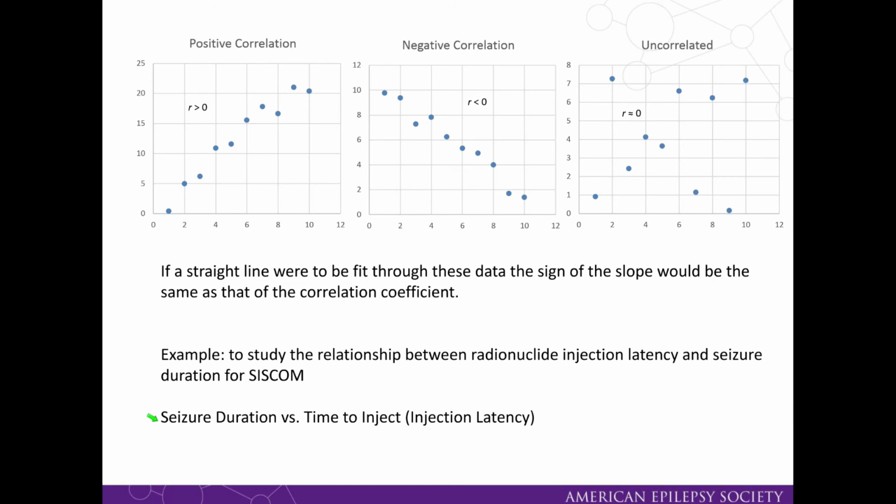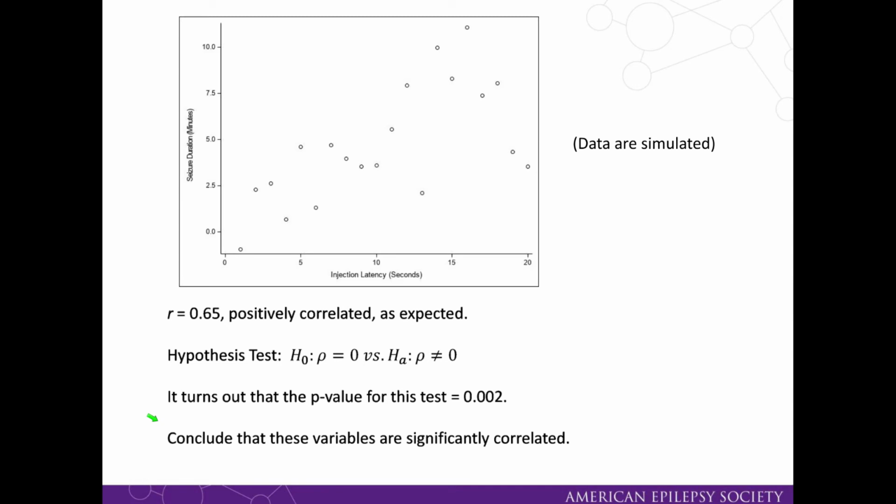We will look at seizure duration versus time to inject, or injection latency. And in statistics, it is always y versus x. So seizure duration will be the response on the y-axis. The time to inject, or injection latency, will be on the x-axis. So let's look at some data. I would love to say these are real data, but because of patient data and everything, I simulated these. So these are made up data, but the spirit is the same.